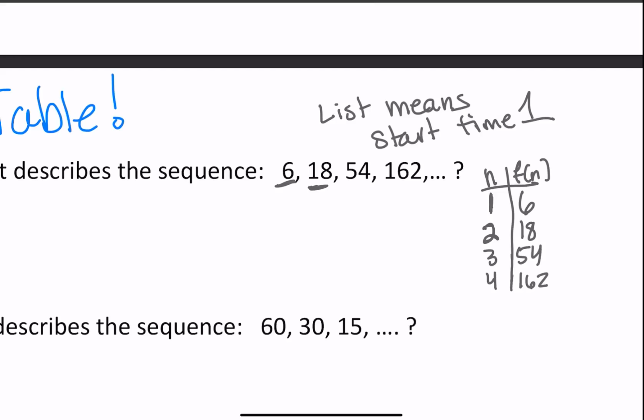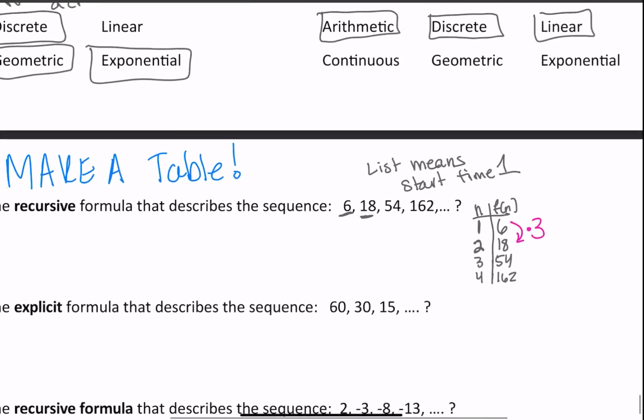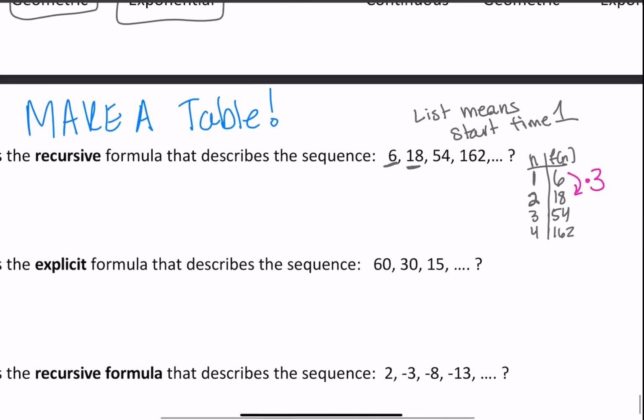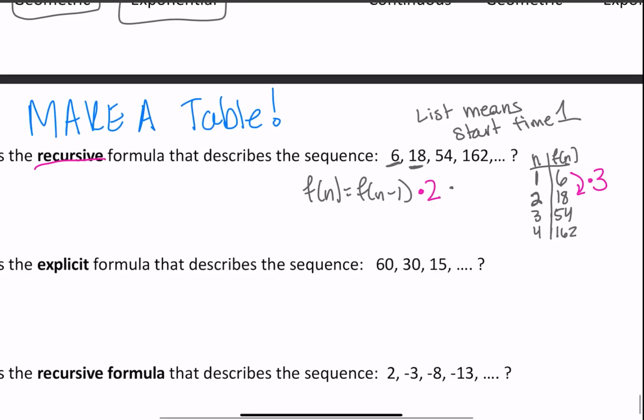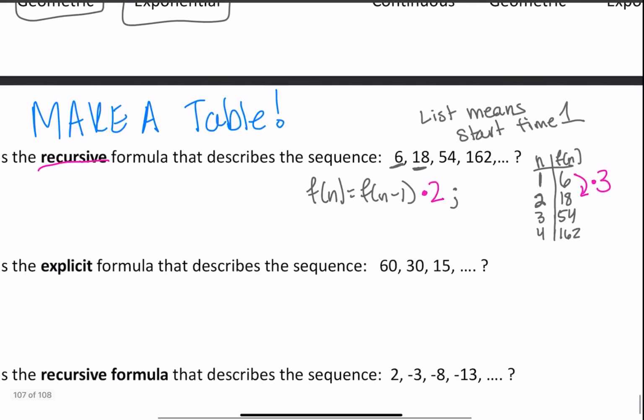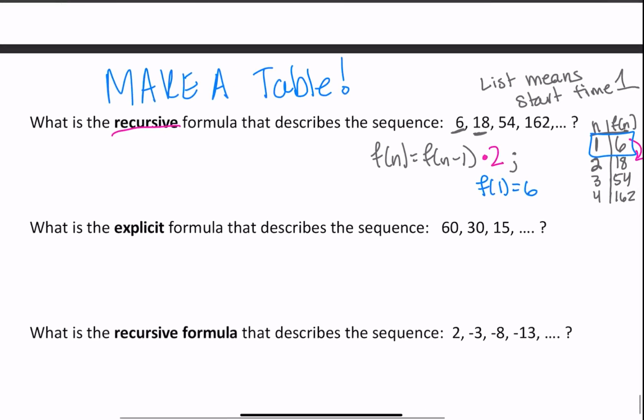The math that is happening down this table is we are multiplying by 3. So when we write the recursive, because that's what we're being asked to do, we write it as f of n equals f of n minus 1 times 3, given that at the start of the table, f of 1 equals 6. Okay, same thing with this next one here.